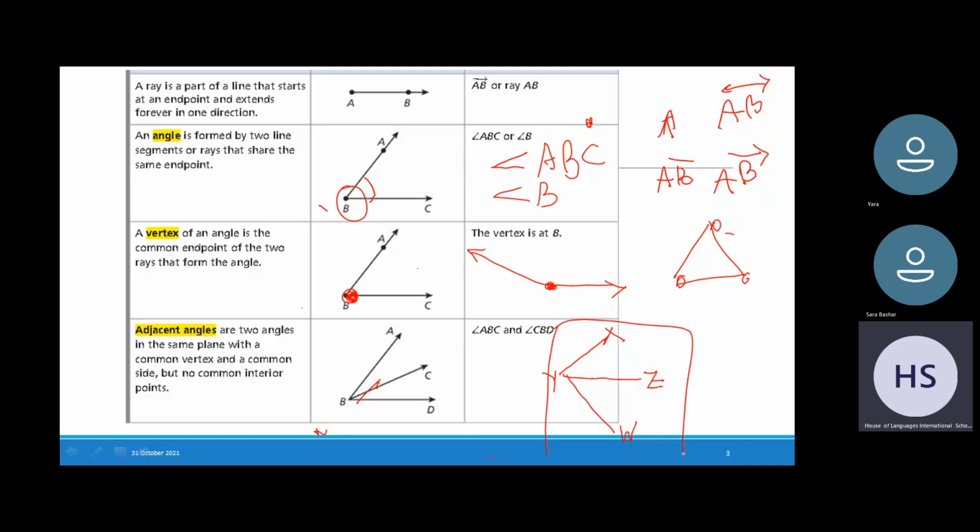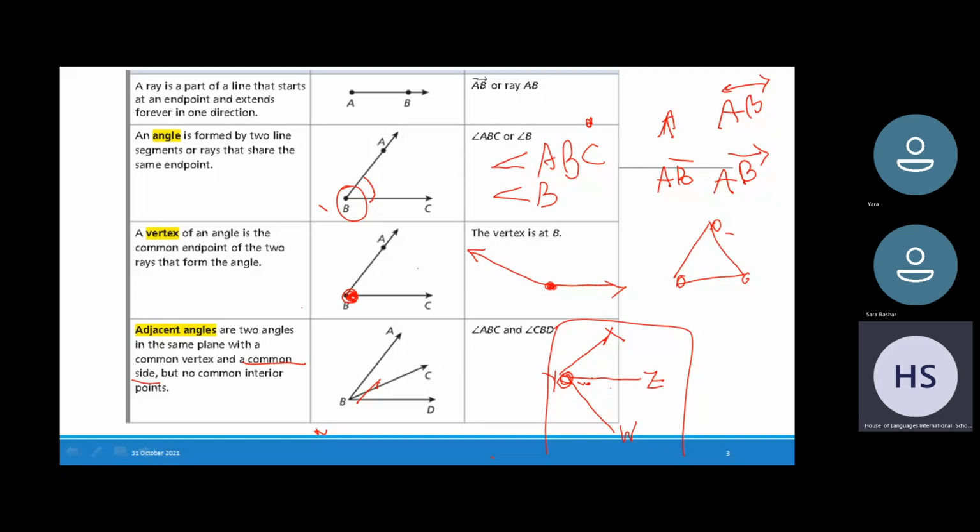XYZ. Bravo. For this angle? ZYW. Bravo. So what is the common vertex? Y. So here we have a common vertex Y. And the common side, I mean this one, which is YZ. But the C will make two vertices. Okay.